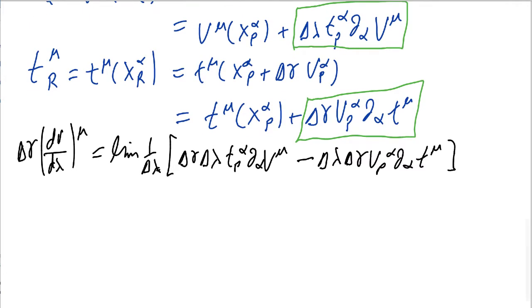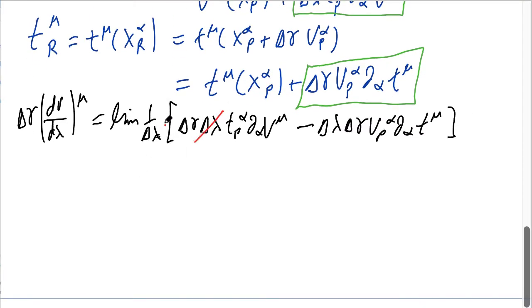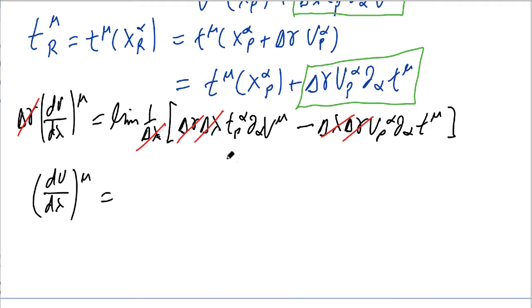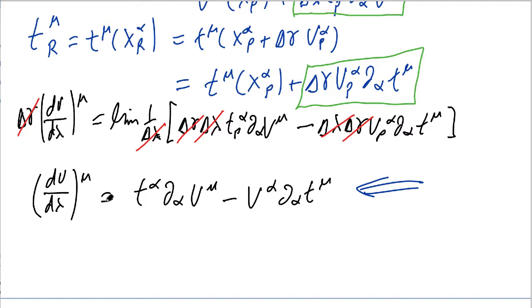Okay, the delta lambdas cancel, and also the delta gammas cancel. So what we're left with is the expression for the Lie derivative. The mu-th component is t^alpha partial_alpha v^mu minus v^alpha partial_alpha t^mu. I've left off the subscripts p here because we're evaluating this in the limit where the points p and q coincide. So this is the Lie derivative of the vector field v with respect to the vector field t.